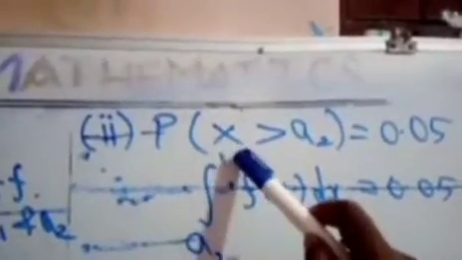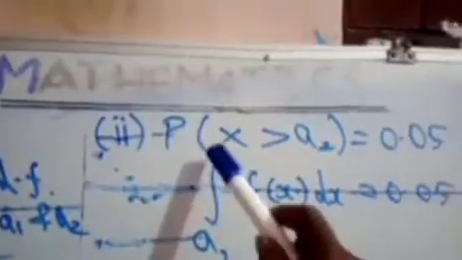Now subdivision 2 is what? P of x greater than a2 is equal to 0.05. That means x is greater than a2, so the lower value is a2 and the upper limit is 1. So the integral from a2 to 1 of f of x dx is equal to 0.05. Okay, so we write the integral from a2 to 1 of f of x, which is 5x power 4 dx, equal to 0.05.